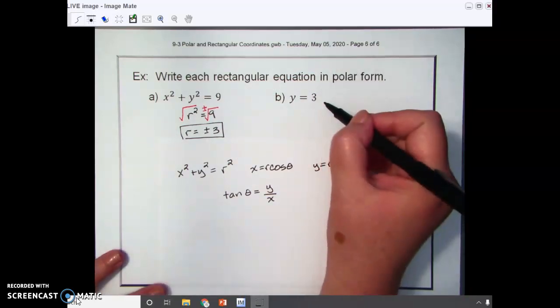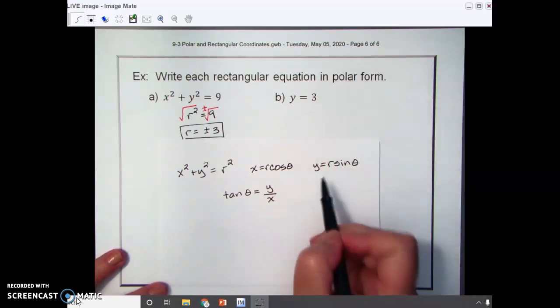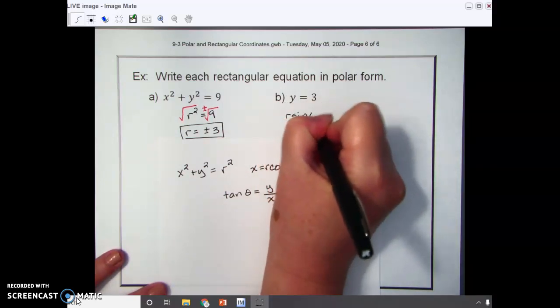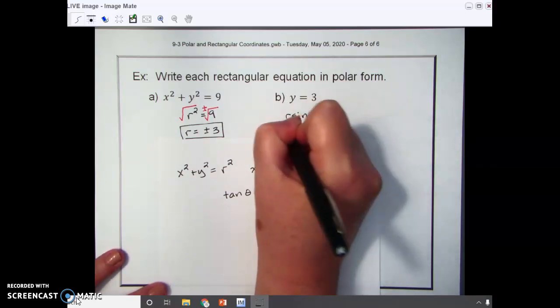So then for B, we have y is equal to 3. So down here, I notice that y is equal to r sine of theta. So that means r sine of theta is equal to 3.